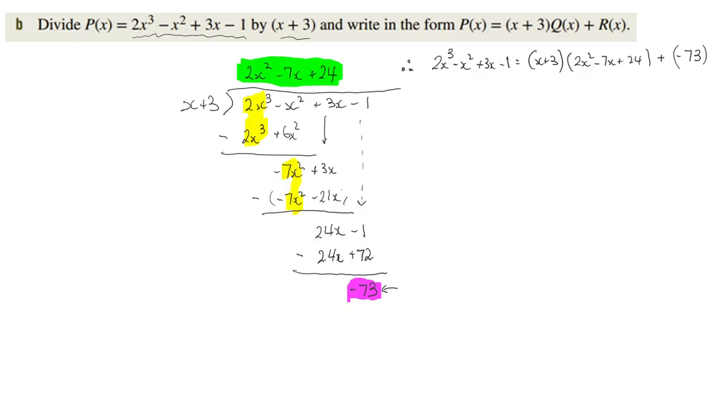All right, so the result is 2x squared minus 7x plus 24. That's the whole amount that was left. And then this negative 73 was the remainder. That's what was left over. So that's how we write it in the form that they've asked us.